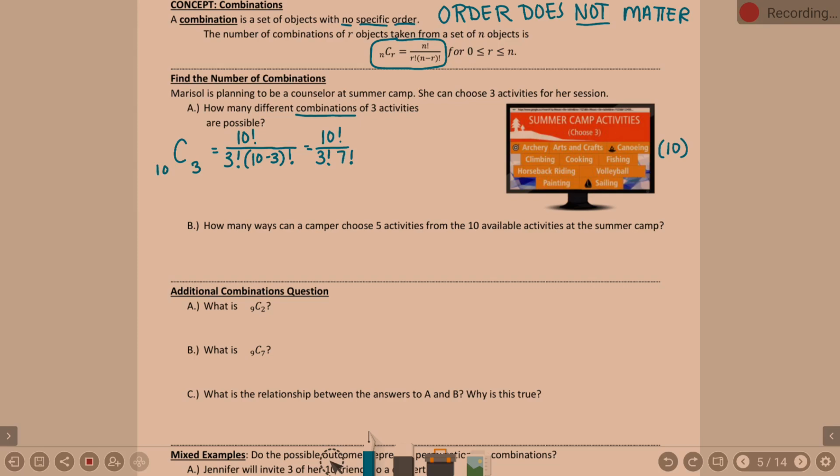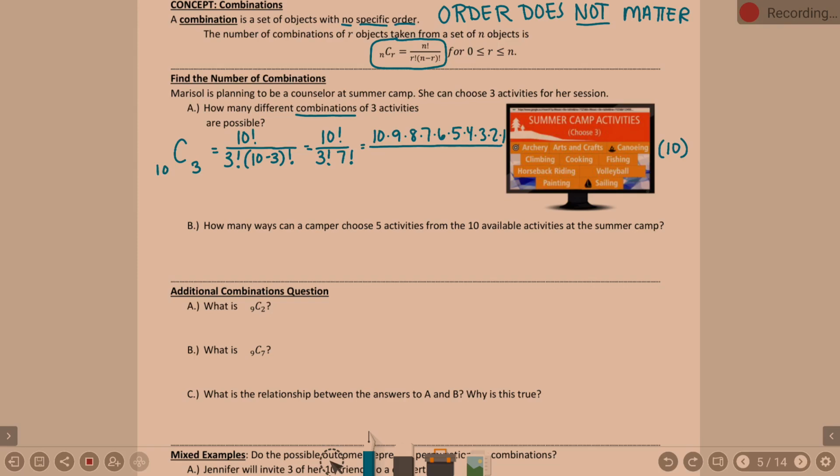I don't necessarily remember who was and wasn't here on Friday, but 10 factorial, that's not an exclamation point. That's a factorial in math class. And it means you multiply from that number all the way down to 1. So 10, 9, 8, 7, 6, 5, 4, 3, 2, 1. Now, in the denominator, 3 factorial means what?